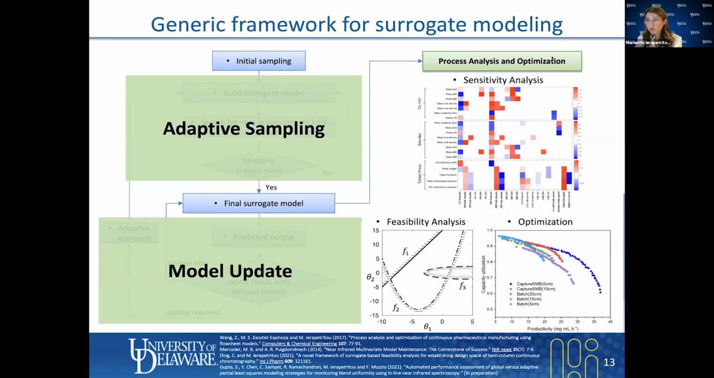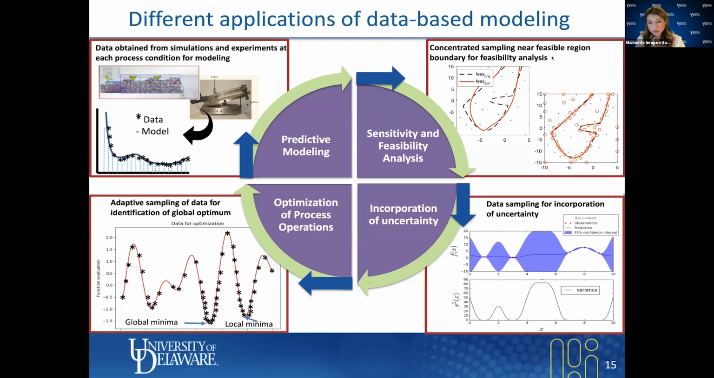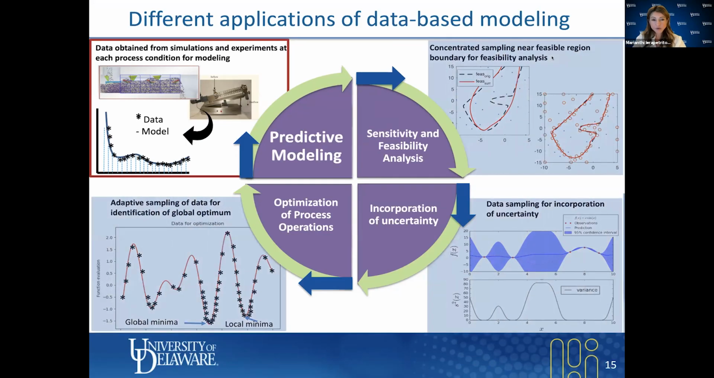So what I'm going to do in the rest of my time with you today is go through some of those application areas, and I'm going to utilize different examples from the areas that I showed you at the beginning to illustrate with specific examples what data-based modeling can do in the context of process systems engineering. So I'm going to walk you through, as you go through the arrows, first predictive modeling, then sensitivity analysis, feasibility, incorporation of uncertainty, and optimization.